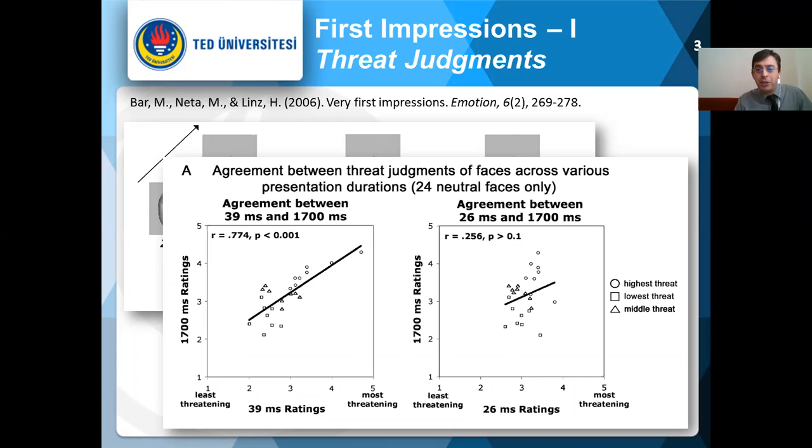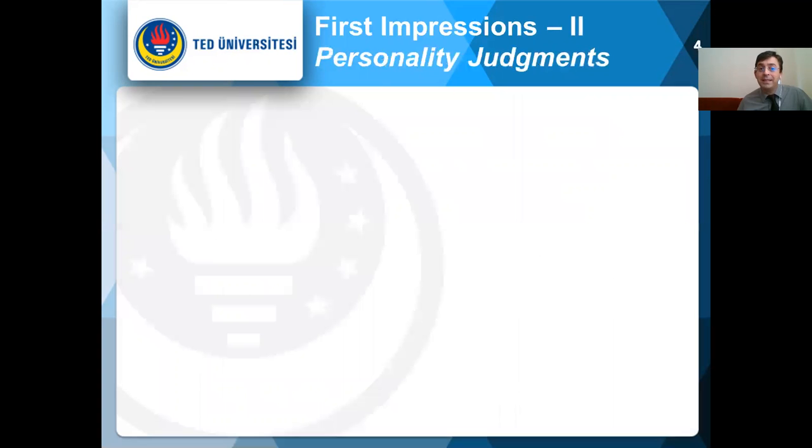But this is threat judgment. Threat, meaning a threat for your life, a threat for survival, is a very important decision for the mind to make. That's why perhaps people are very fast at deciding whether the face is threatening or not. But if it is not about our survival, do we still make such judgments that fast? Actually, it's not the case. There is the survival value of threat as a judgment property, but there are other personality characteristics which we may judge from a simple face, but it is not that fast. However, it is almost that fast.